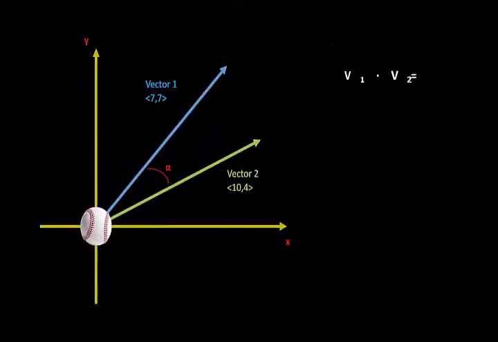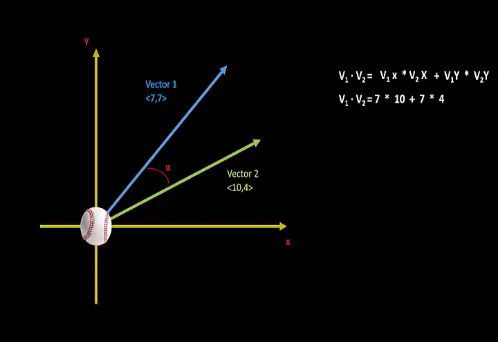To get the dot product of two vectors, you simply multiply the x components of vector 1 and 2, multiply the y components of vector 1 and 2, and then add both products. In this case, we'll end up with 7 times 10 plus 7 times 4, which will end up in 70 plus 28, and we'll get that the dot product of vector 1 and 2 equals 9.